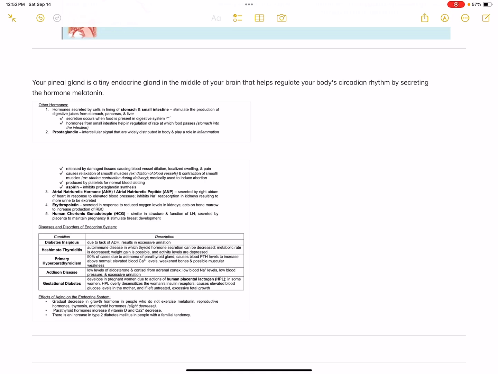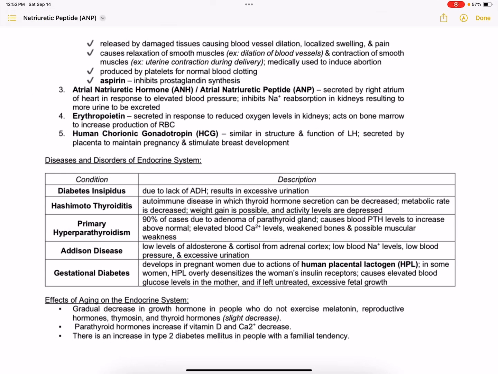Prostaglandins are released by damaged tissue causing blood vessel dilation, localized swelling and pain. They cause relaxation of smooth muscles, for example dilation of blood vessels, and contraction of smooth muscles, for example uterine contraction during delivery. Medically used to induce abortion. Produced by platelets for normal blood clotting. Aspirin inhibits prostaglandin synthesis.